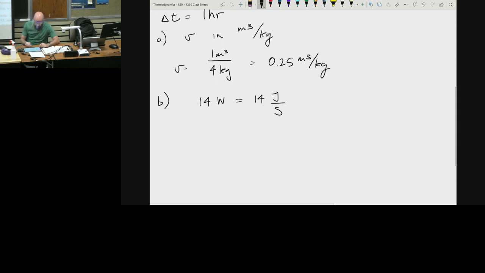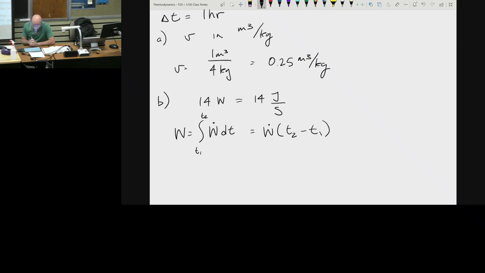Let's do it more formally. We know that the work is going to be equal to the integral from time 1 to time 2 of W dot dt. That's the official way to do this. And we're going to say that the work is constant. They said it's 14 watts for 1 hour. That's constant, so that comes out of the integral. And so we're just going to have W dot times T2 minus T1, which gives us the same answer that we did before, but now it's formally walking through the integration process.